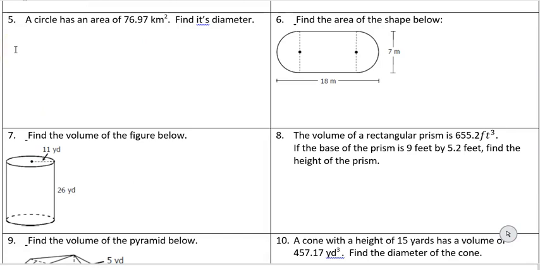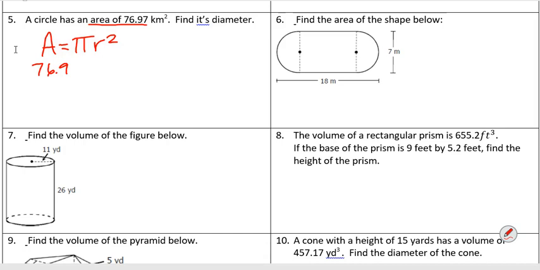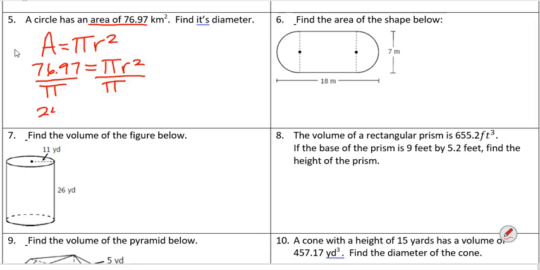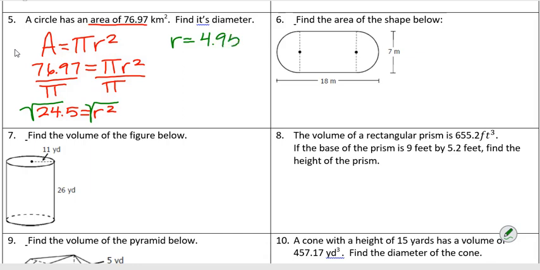So number 5 says a circle has an area of 76.97 kilometers squared. Find its diameter. So we need our formula for area of a circle. That's A is equal to pi r squared. So area is 76.97. So we're going to put that where our A is. And that's equal to pi r squared. So we're going to divide both sides by pi. And when we do that, we get 24.5 is equal to r squared. And obviously at this point, we're going to take the square root of both sides. And when we do that, we get that r is equal to 4.95.